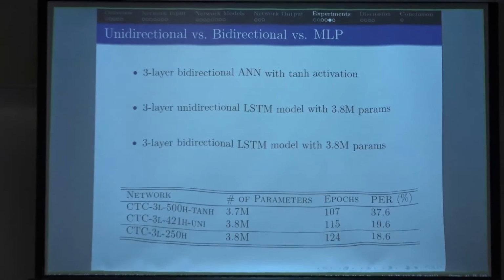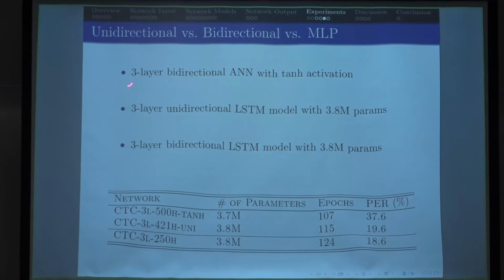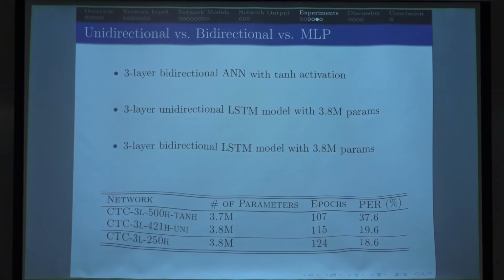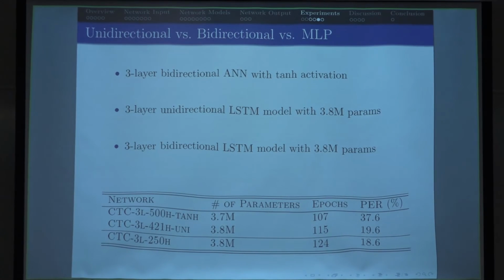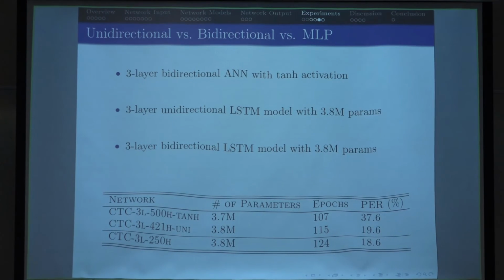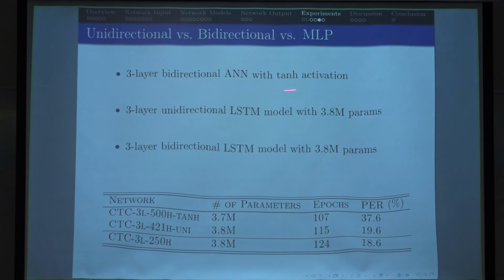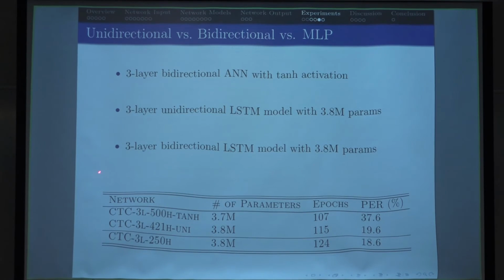And then for this other experiment here, which is the unidirectional case versus bidirectional. So this is kind of the key question that someone had earlier, which is you can take a 3-layer bidirectional, just general network with tanh activations, just regular MLP essentially. You can take a 3-layer unidirectional LSTM and then a 3-layer bidirectional LSTM. And since they all have about the same number of parameters, you can compare the error rates they get here.